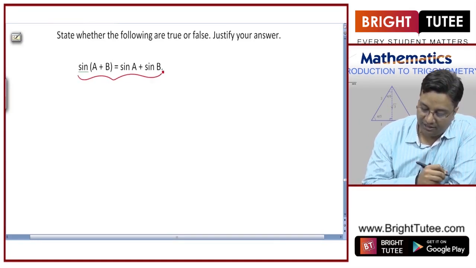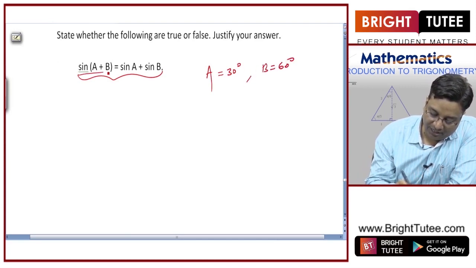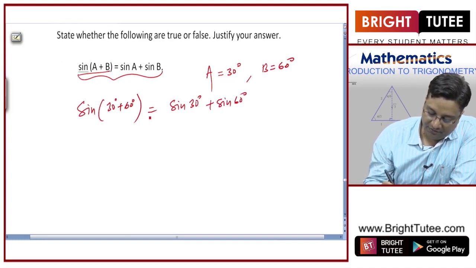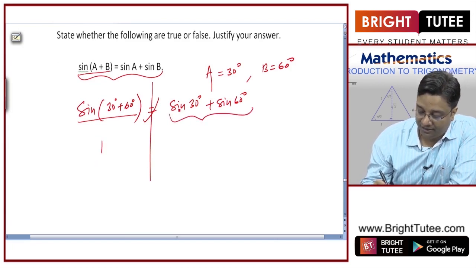So let's see if this relationship is true or not. Let's put a equal to 30 and b equal to 60. So the left hand side will become sine of 30 plus 60, which is equal to sine of 90. The right hand side is sine of 30 plus sine of 60. We need to verify this, right? So let's check the left hand side here. Sine of 90. What is sine of 90? It is 1, right?